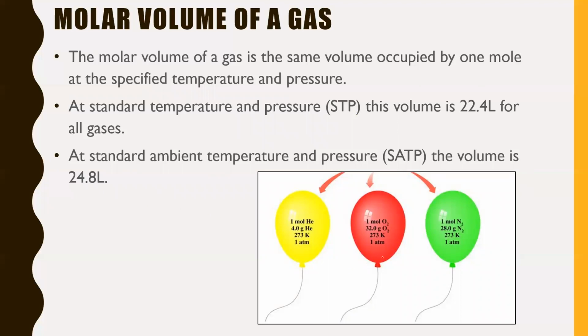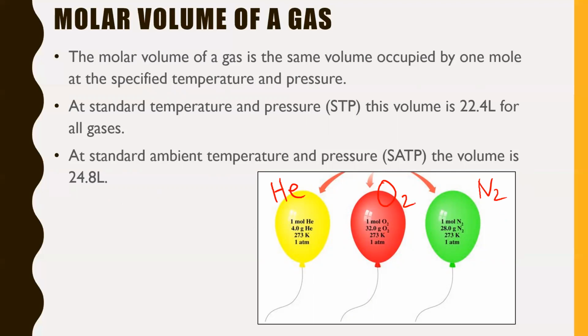So I don't know how well you can see this balloon picture right here. It's kind of small even on my screen. I can only imagine on the projector. But what it shows is this balloon on the far left has helium in it. This one has oxygen in it. And then this green one has nitrogen in it.